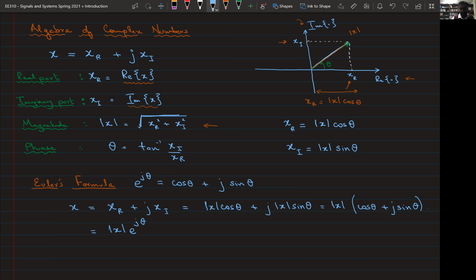And this is, of course, what kind of representation? I mean, there's a particular name for this kind of representation of complex numbers. Sir, polar form? Polar form. Excellent, right? So this is the polar form, and this would be the rectangular form. And both are equivalent.